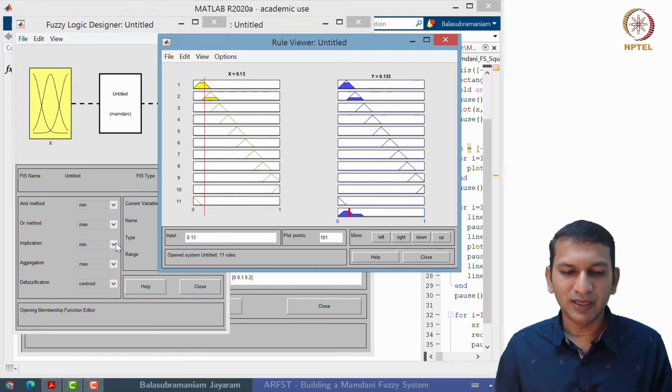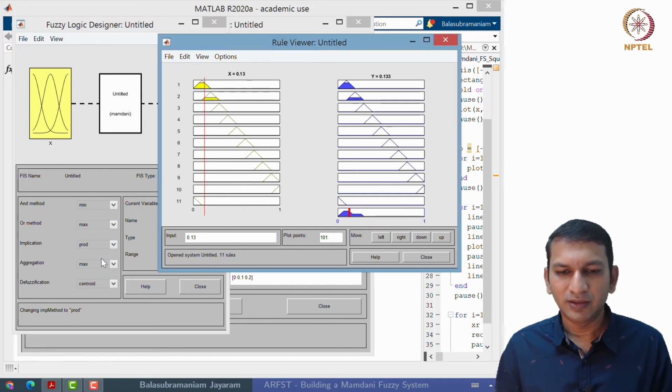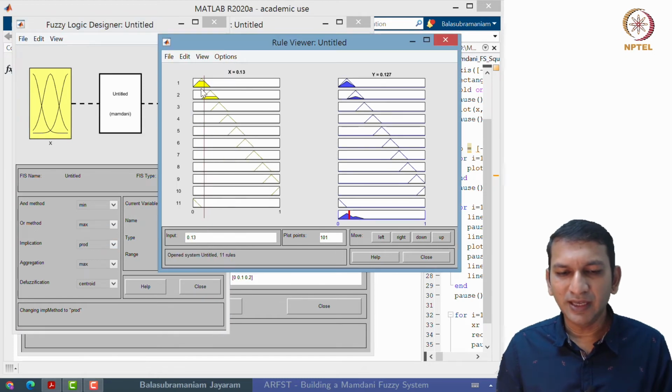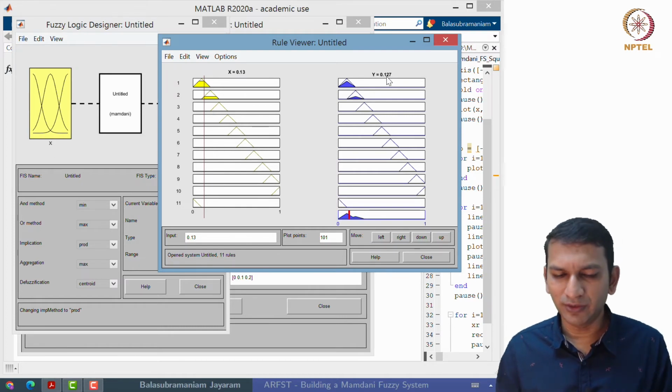Instead of using min as the modification function, let us try to use the product. And you will immediately see that, while the similarity values have not changed, what has changed is the way it is being thresholded. Now it is essentially being scaled. Once again, after scaling, we are still using the maximum aggregation function and the centroid defuzzification. And you see that, in fact, the value goes down. Instead of having 0.133, we are going towards 0.127. It is still not the identity function, but it has actually fallen down.